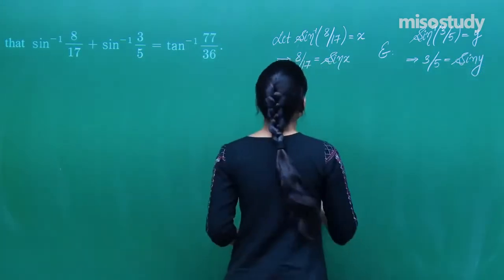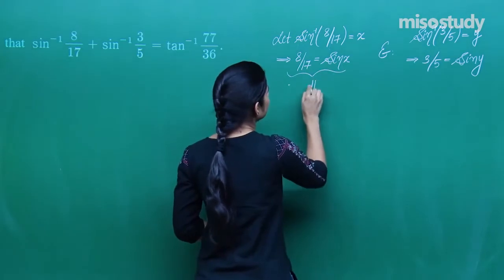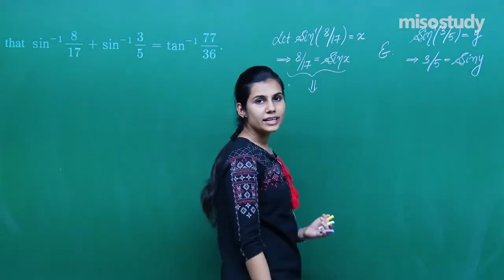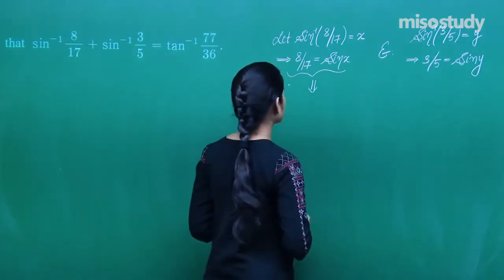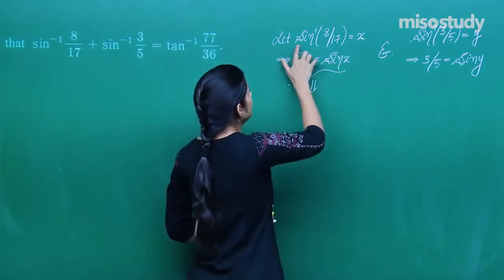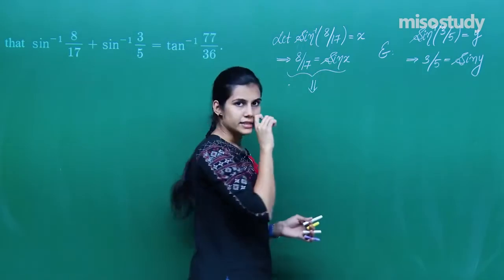Fine. If sin x is 8 by 17, all of us know that sin square x plus cos square x is 1. So cos square x is 1 minus sin square x. One more thing. Sin x is 8 by 17.